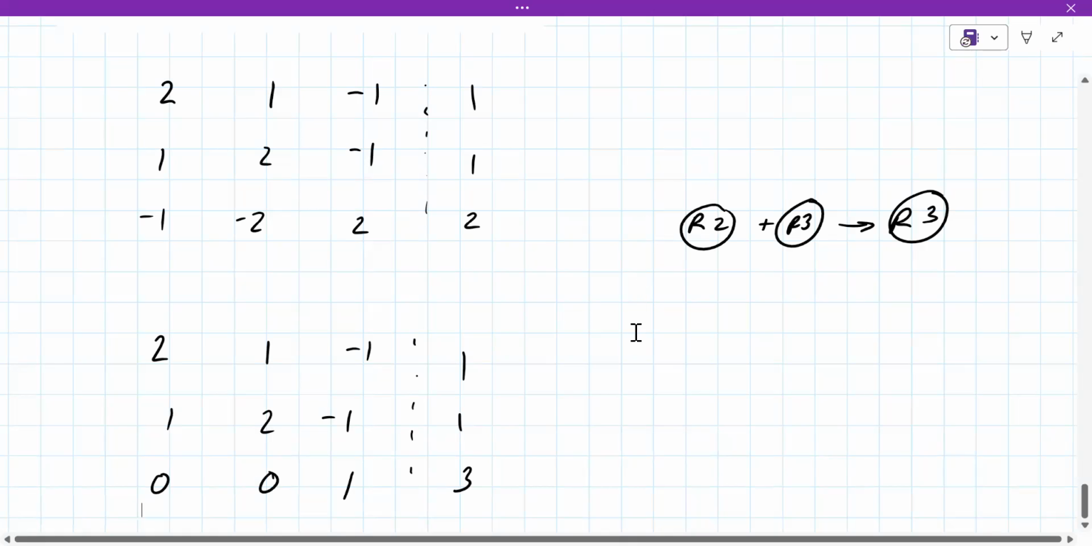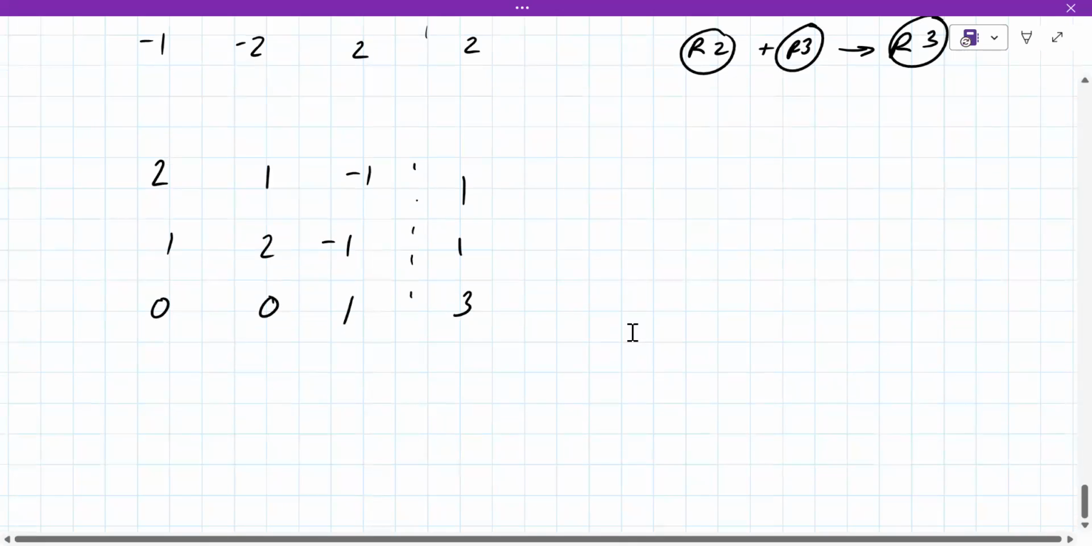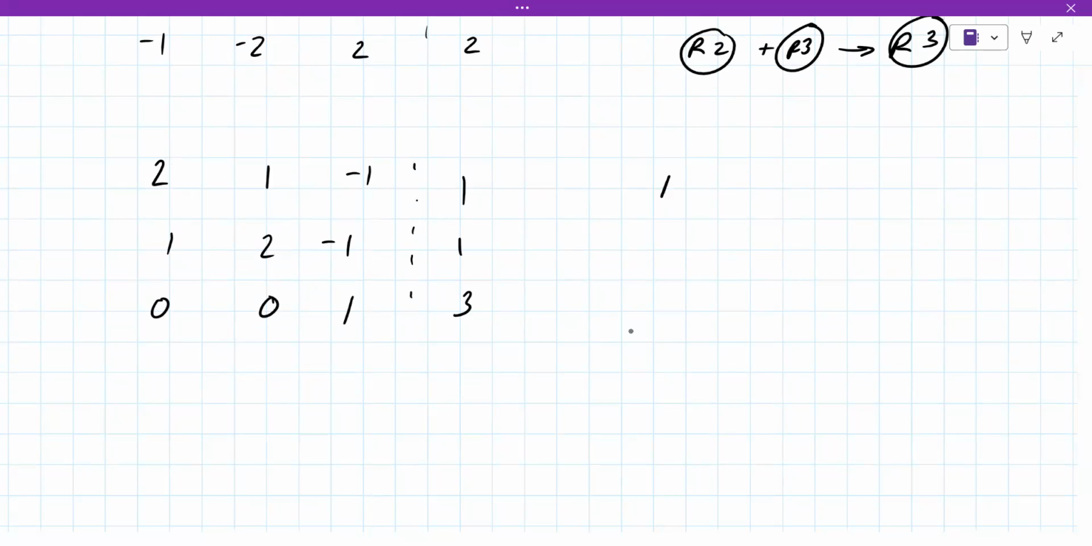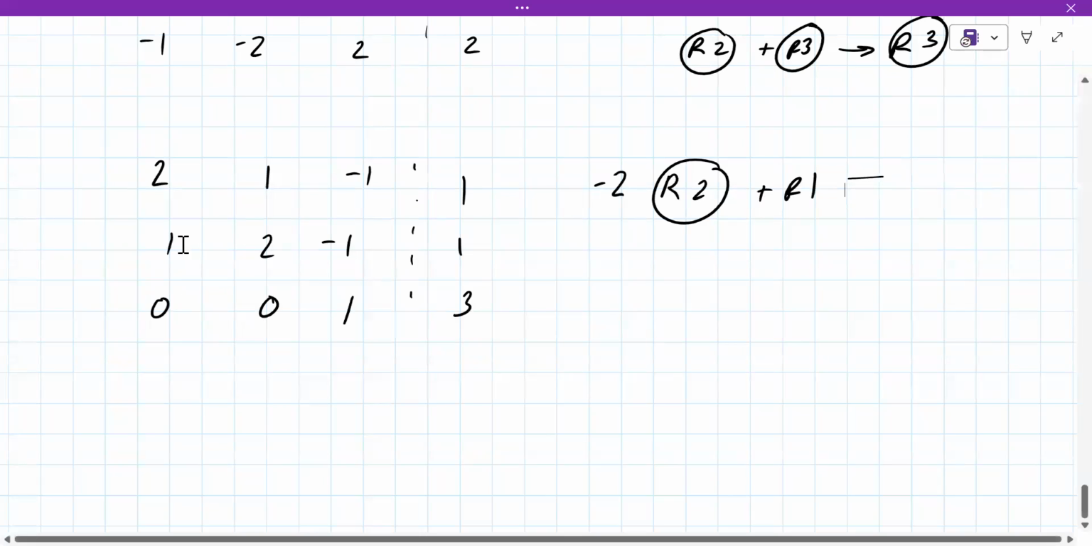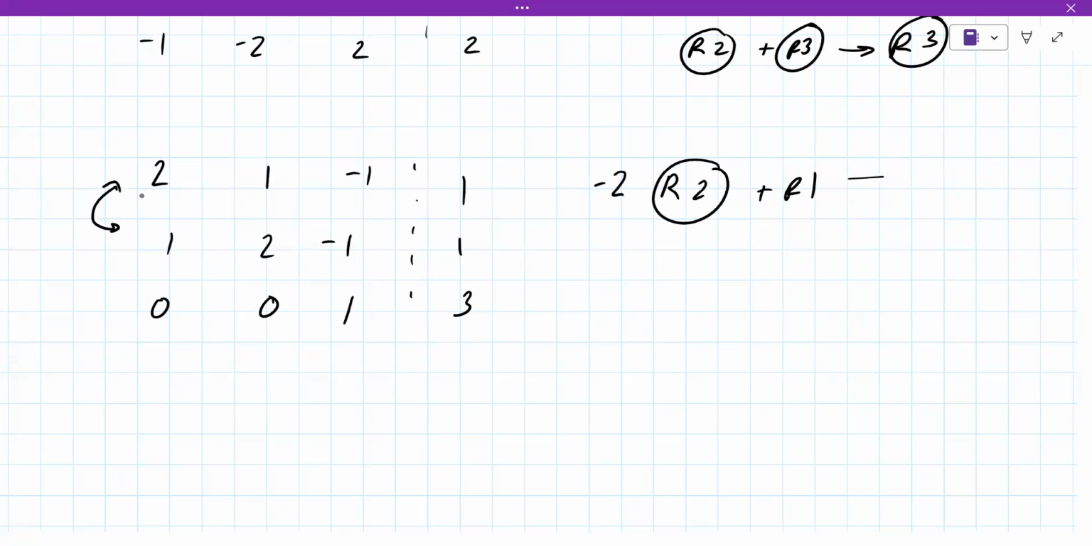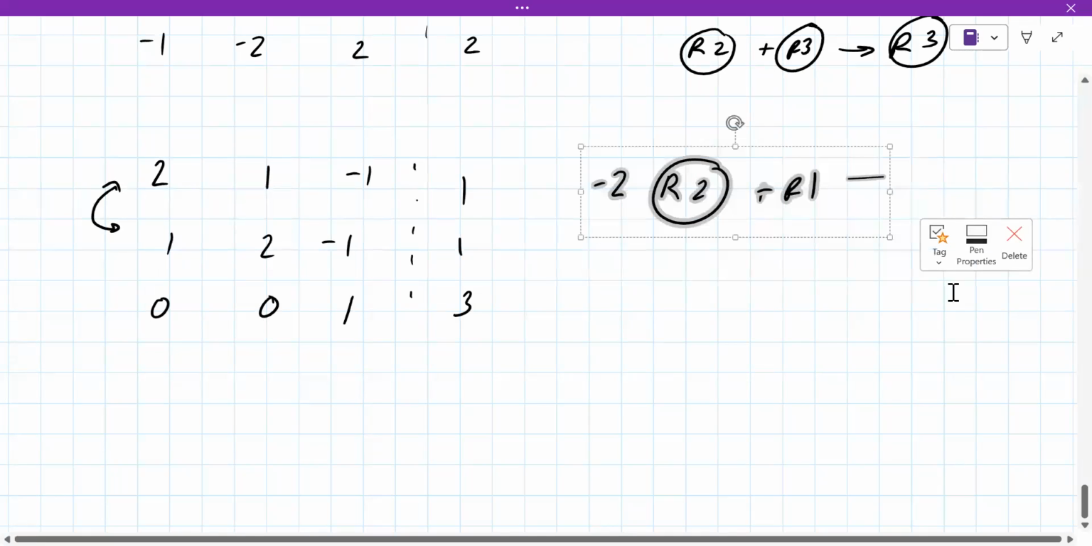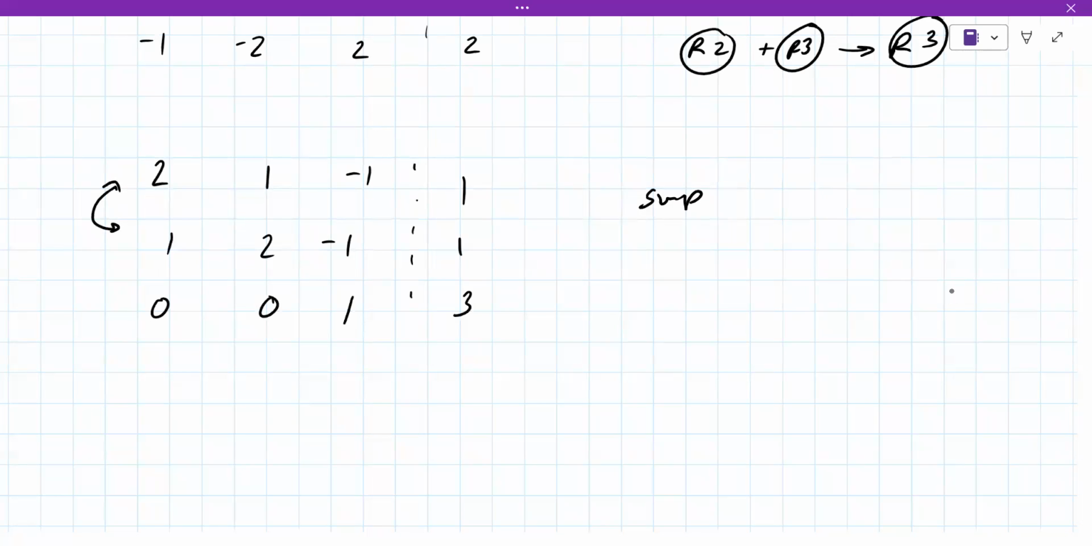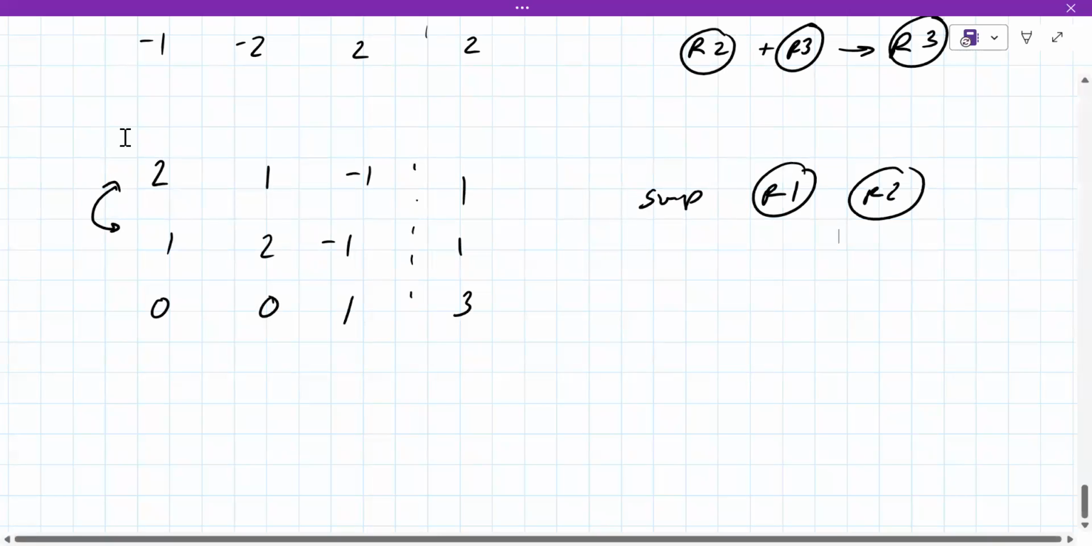Now we're going to take row 2, multiply it by -2, and add it to row 1. Well, we're going to do something else here. We're actually going to swap these rows. That's really the right thing to do here. Swap rows 1 and 2. Okay, so I'm going to do that down here.